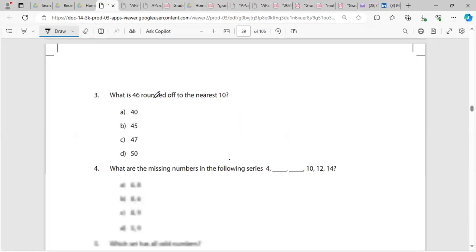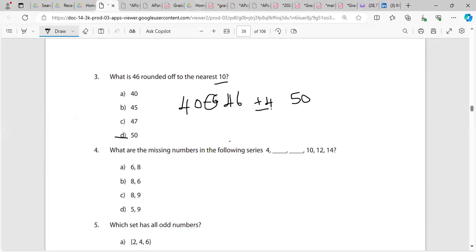What is 46 rounded off to the nearest 10? Now, guys, when you have 46, the nearest 10 is going to be either 40 or 50. Now, to get to 50, you only need to add 4, while to get to 40, we have to minus all of 6. So 6 is bigger, so this one is closer. So 50 would be our answer here. Let's move on to number 4.